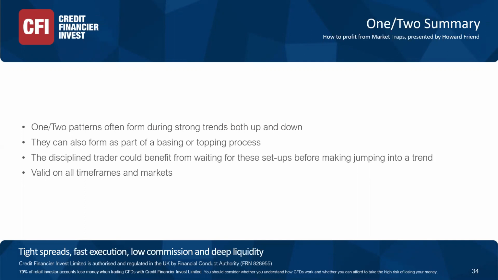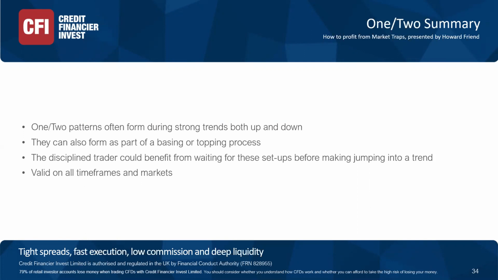So the disciplined trader, what I like to say, the disciplined trader, the swing trader can benefit from waiting for these 1-2 setups to form before jumping into a trend. So don't just jump into a trend because the market's going higher, wait for the pullback and then wait for the market to start to go higher again, because that way you know that the probability of the market resuming its trend is much higher than it was previously.